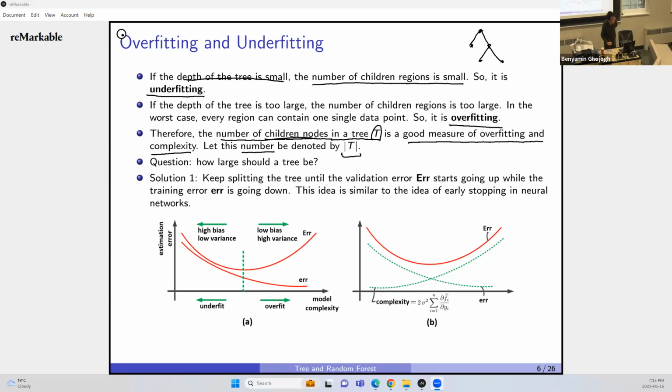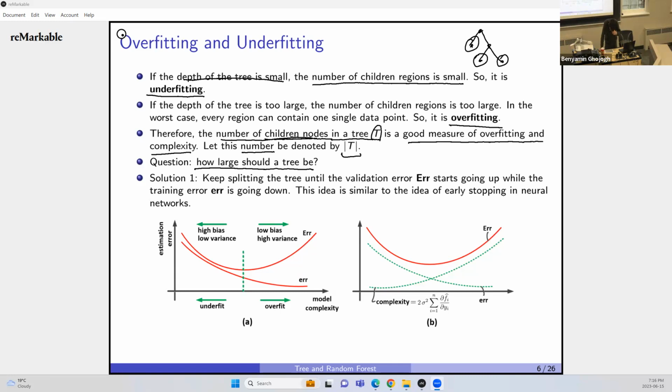How many children does this tree have? 3, right? Or terminal nodes. So the cardinality of T for this tree is 3, right? Okay, so this discrete number is a good measure of overfitting for the tree.